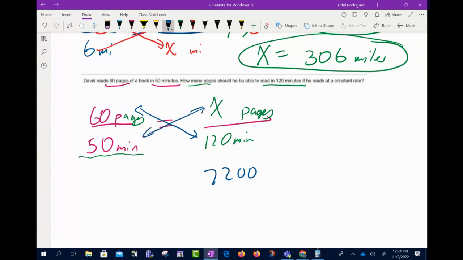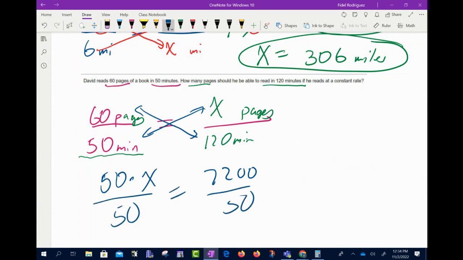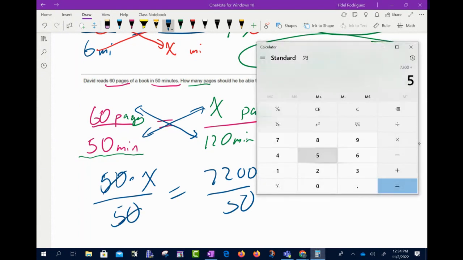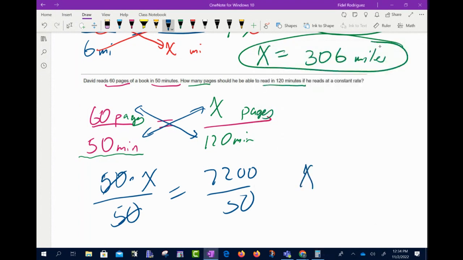And then we're going to cross multiply here, and that's going to give me a 50 times an x. And then we're going to go ahead and divide both sides by 50, right? So that those will cancel. And we'll take 7,200 and we'll divide it by 50, and we're coming up with 144. And the one thing I would tell my students is that's 144 what? 144 chickens, 144 what? And we're like, oh, it's the number of pages, right?